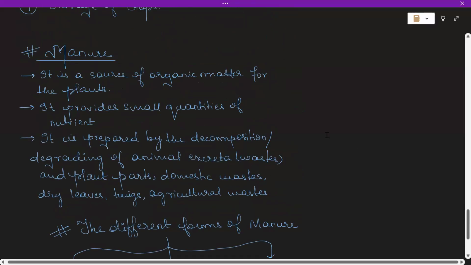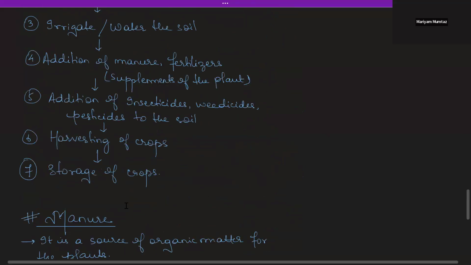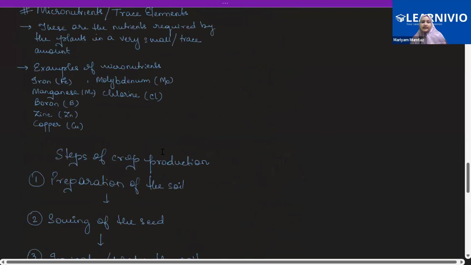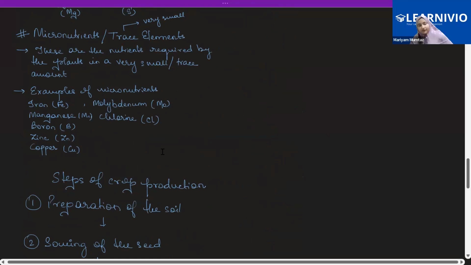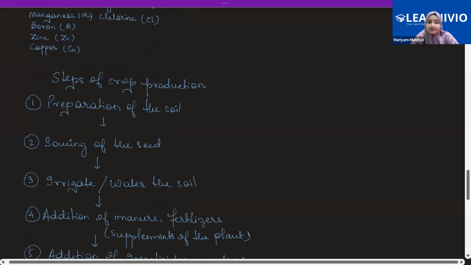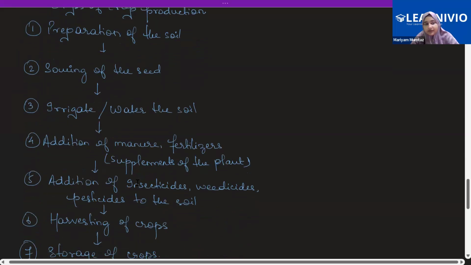All right, so let us do a quick revision as to what we were studying in the previous class. In the previous class, we had discussed the various aspects of crop production, right? We discussed what nutrients the plants might require while growing, or what supplements you can provide to your crop while it is growing. Furthermore, we discussed the steps of crop production.